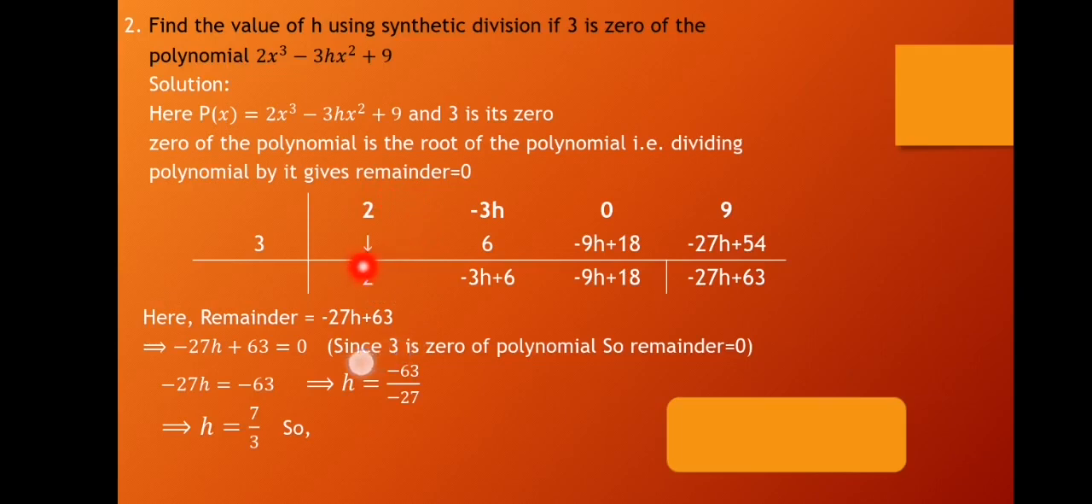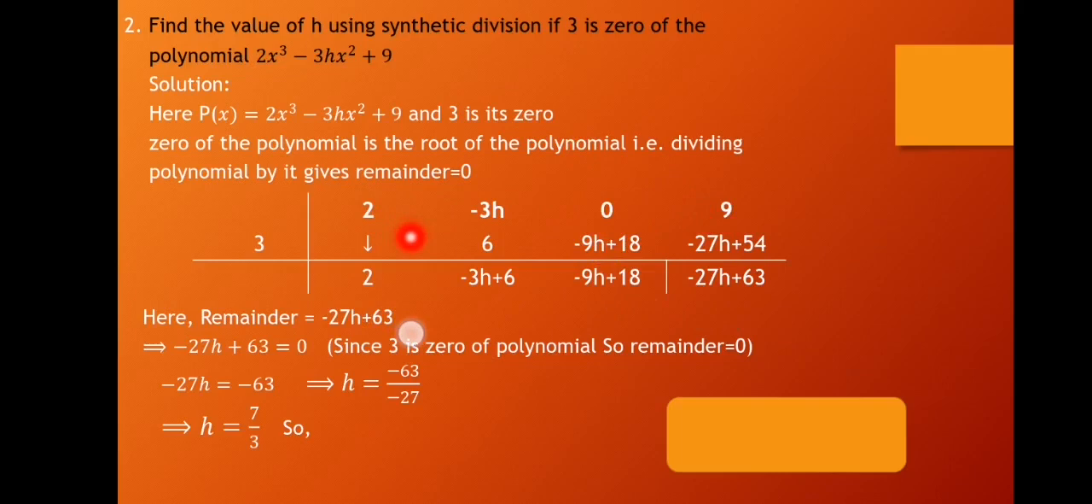Now we start the synthetic division by writing the coefficients, and remember the missing term will have coefficient equal to 0. Here the divisor is 3 and the coefficient of x cube is 2, that of x square is minus 3h. Since the term containing x is not here, in place of its coefficient we will write just 0. And the last, that is the constant, is 9.